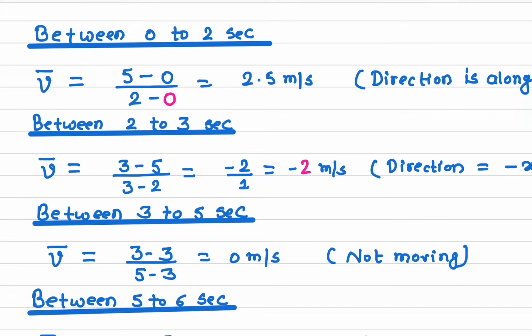What does this mean? The negative sign tells you the object is moving in the opposite direction. In the first case it was going forward, and now it is coming backward. That's what it means.